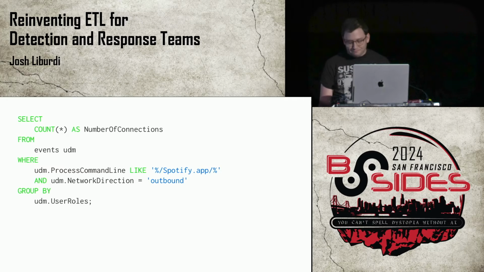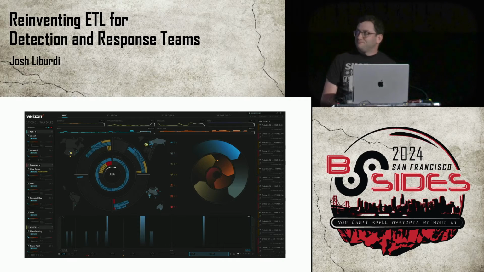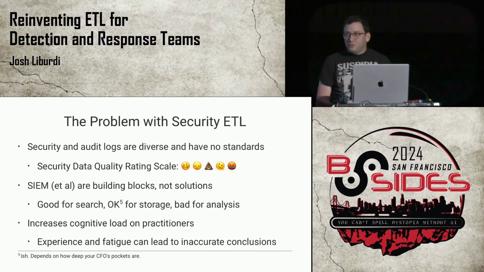And by the way, those security platforms we pay millions of dollars a year for sometimes look like this. And that's cool. If you need your detection and response platform to have that classic swirling toilet bowl look, that's great. So what is the problem with security ETL?